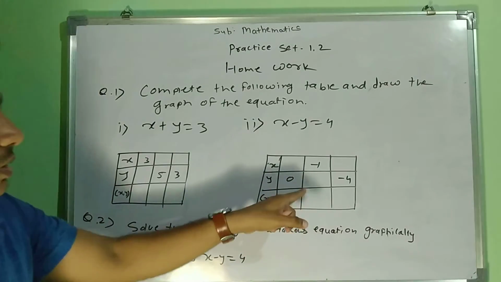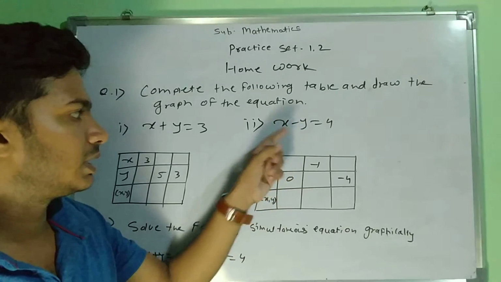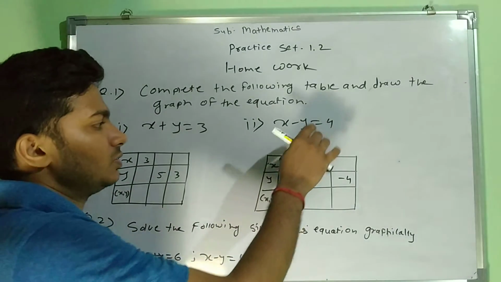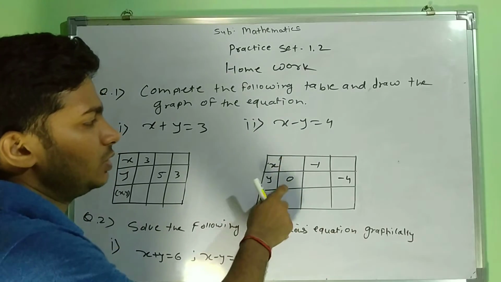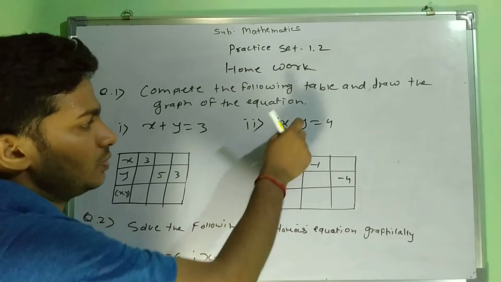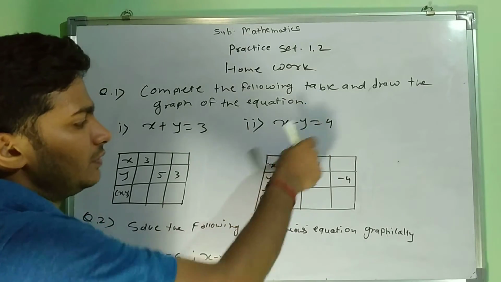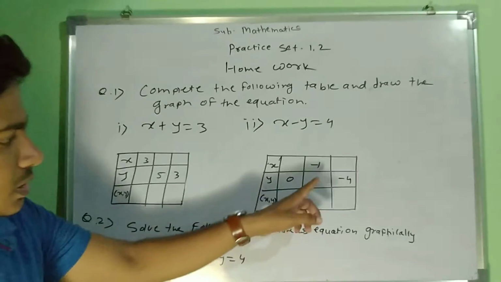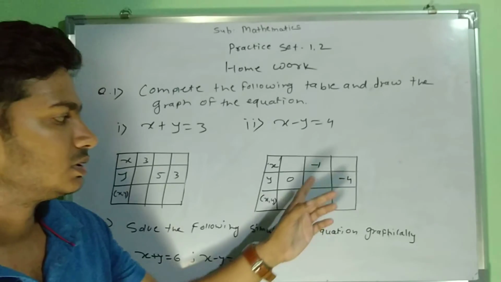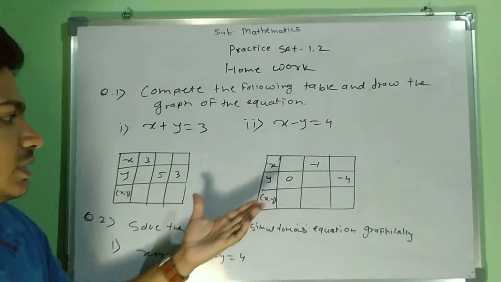Similarly here also, the table is for the second equation, which is x minus y is equal to 4. The value of x is not given, so put the value of y. The value of y is given, which is 0. Put the value 0 over here, and find the value of x. That will be the ordered pair here. Similarly, accordingly, you have to solve the second and third. You will get 3 points.